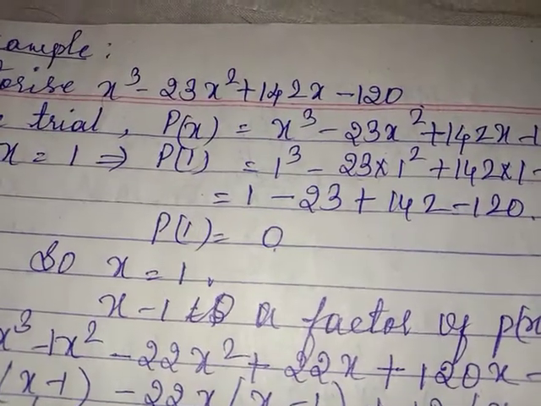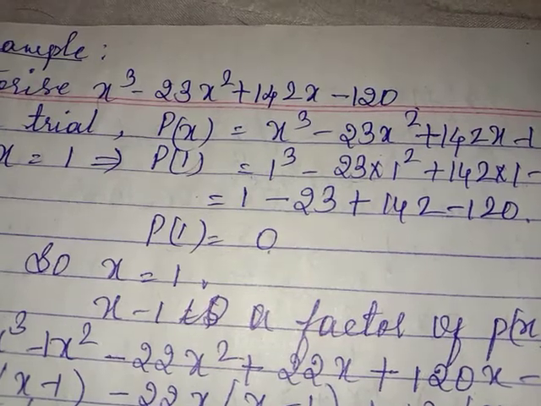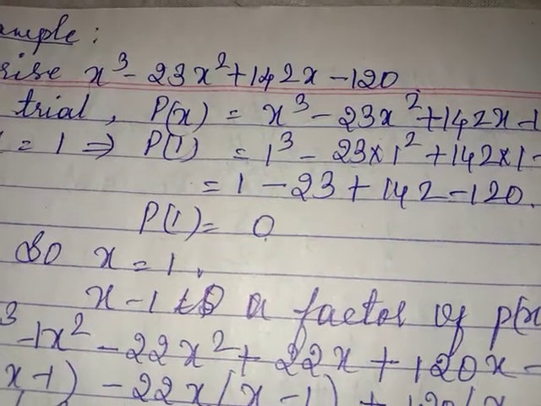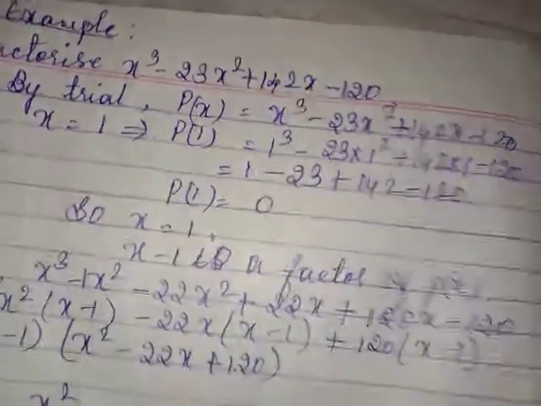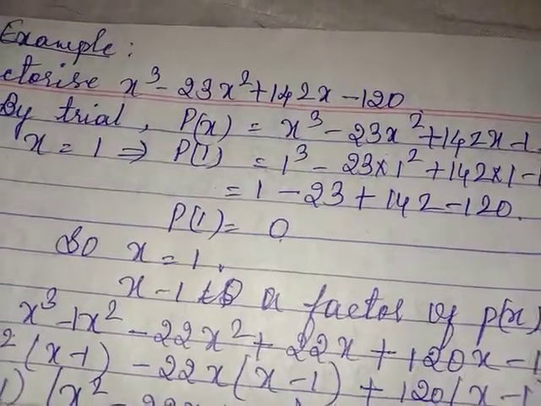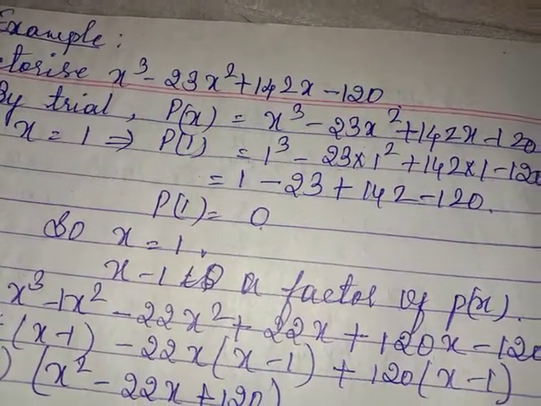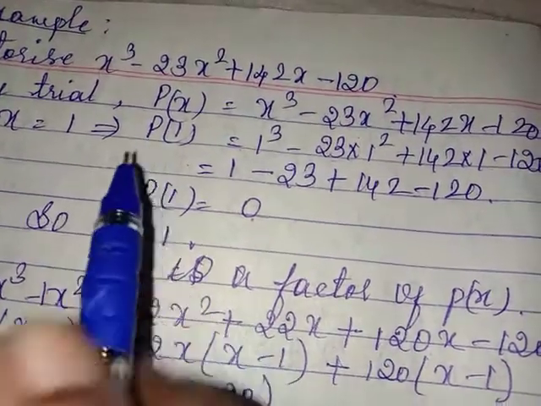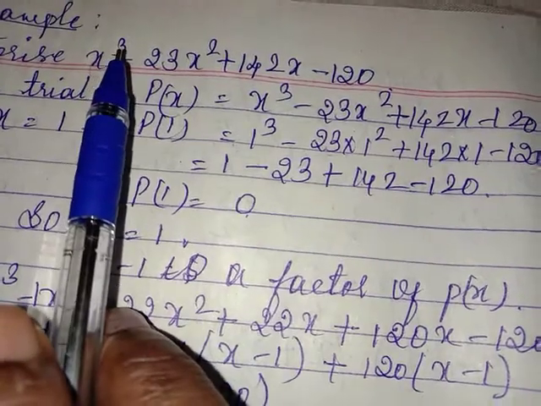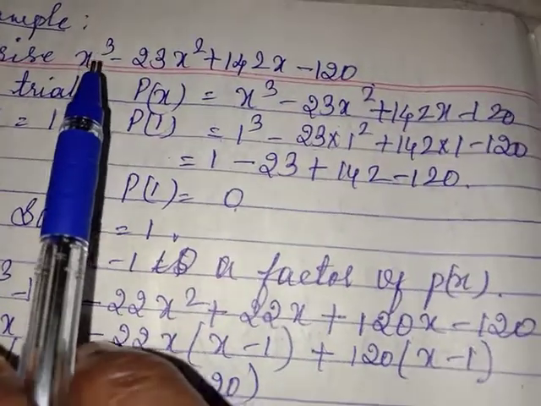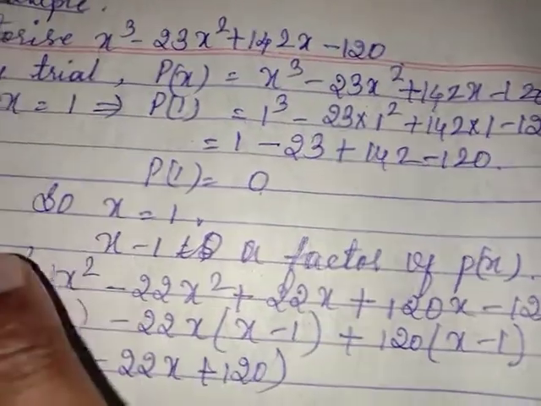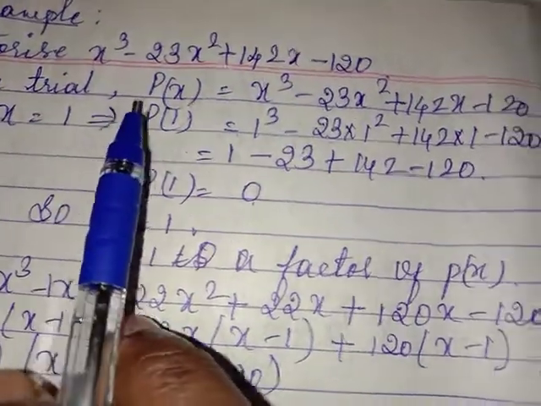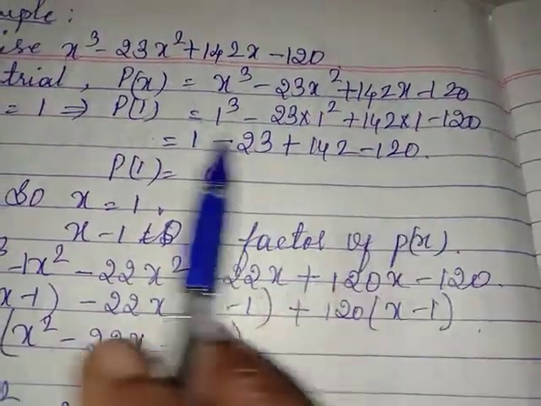Next example, another example: factorize x cube minus 23x square plus 142x minus 120. Here also I have done it using the factor theorem method. This is a cubic polynomial, since we have x cube. So how many factors do we need here? We need 3 factors. Now, by trial and error method, you have to take p(x).